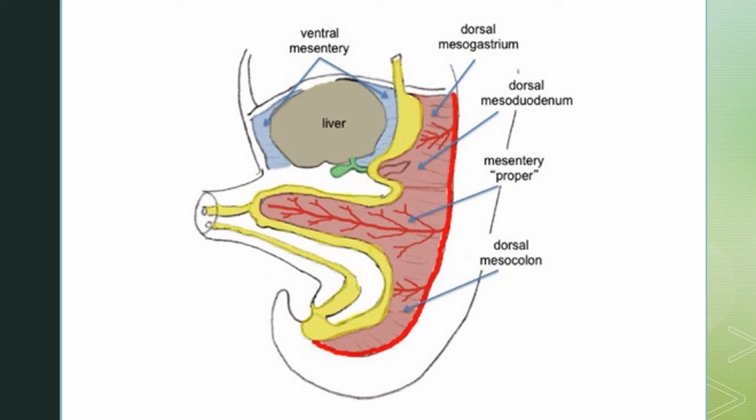And then the part of the mesogastrium between the stomach and the liver is the lesser omentum, and the part of the mesogastrium between the liver and the body wall persists as the falciform ligament and coronary ligament. So this is the main thing we can see when there is a rapid growth of the liver.